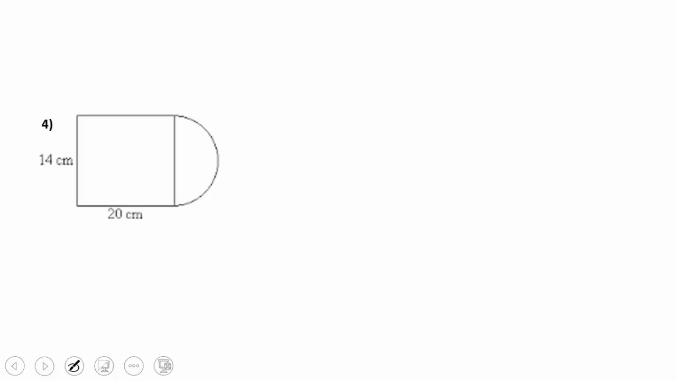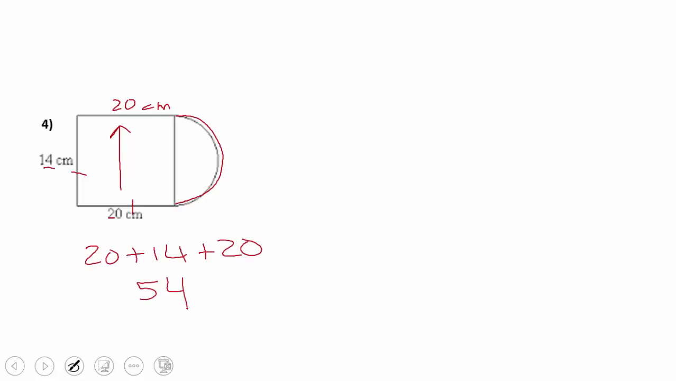Woo! They already divided it up for us, so I can see we have a square, or no, it's a rectangle based on the units. It's a rectangle, and we have a semicircle. So there's going to be some stuff we need to know. One, this side's 20, that side's 14, and the opposite side also has to be 20. All right, so I can go 20 plus 14 plus 20, and that right there is 54 units we have already. And now we have to find half of a circle.